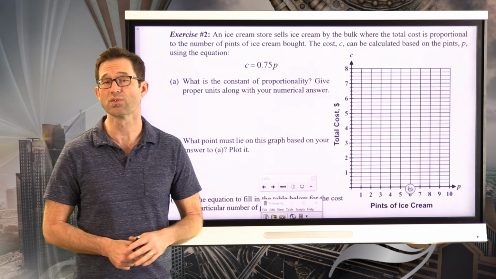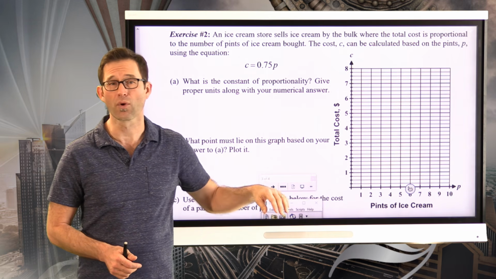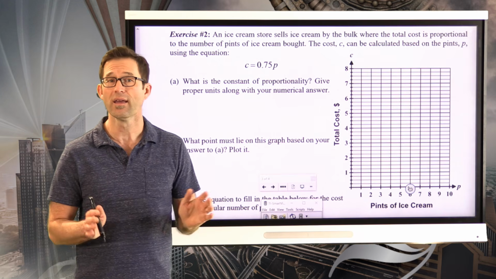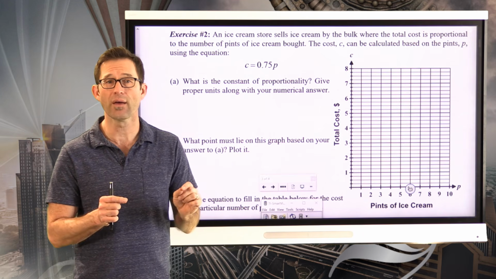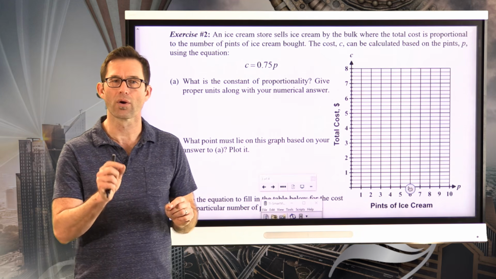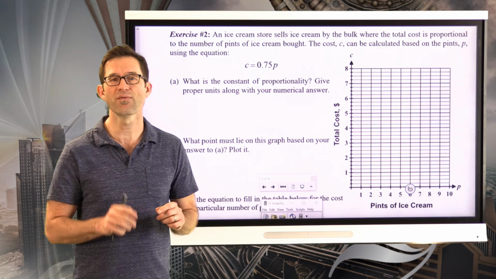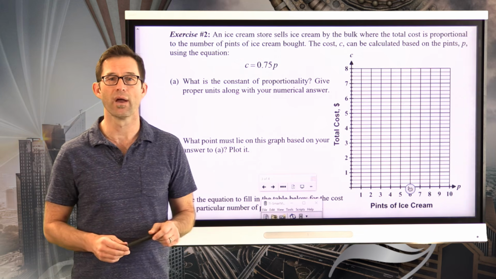In the last exercise, we had to pull off a point from the graph and do some division and whatnot. Here, we should be able to just write down the answer. The thing that might be a little bit harder is thinking about the units. Pause the video now and see if you can answer letter A.